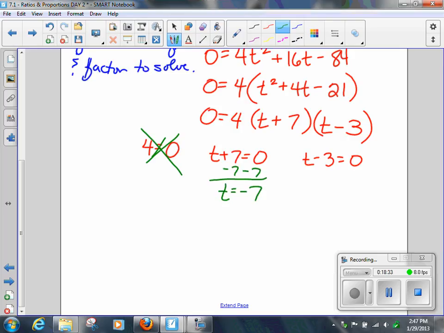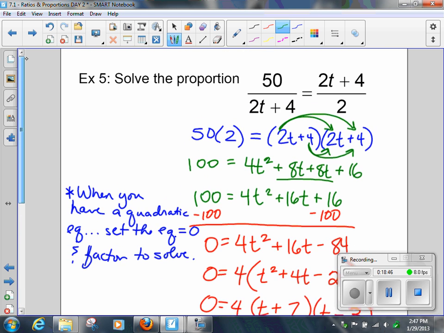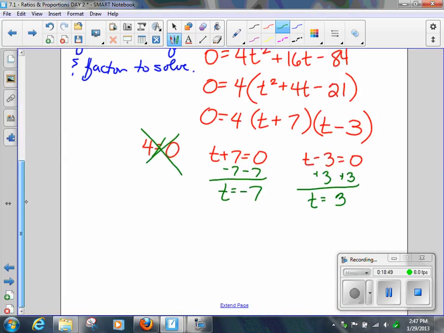I got negative 7 for one of the solutions. What's the other one? Positive 3. So my solutions are, and I'm trying to go back, yep, I can have 2 solutions in those fancy brackets.